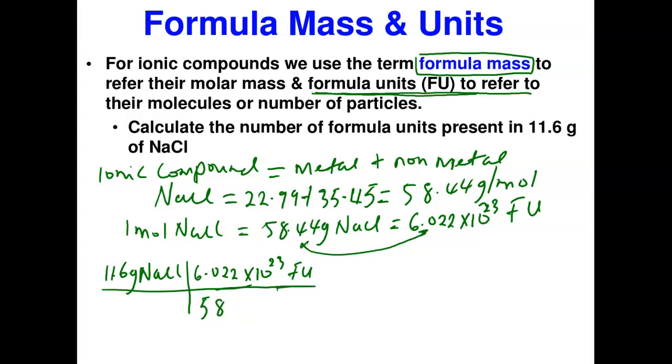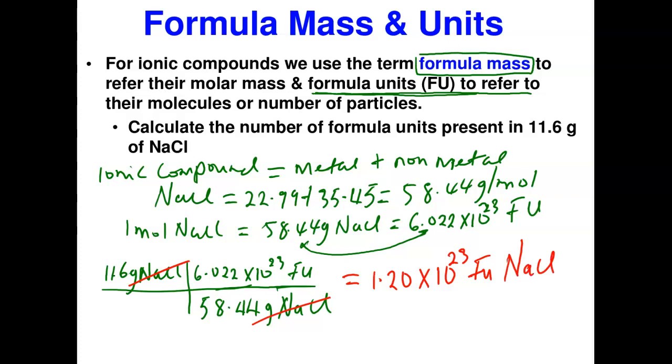So it's going to be 58.44 grams of sodium chloride. Now we cancel. I'm going to use a different color. This cancels this, and whatever we have will be in formula units. That's going to give you 1.20 times 10 to the power 23 formula units of sodium chloride, if you punch it in your calculator correctly, and that is going to be our answer.